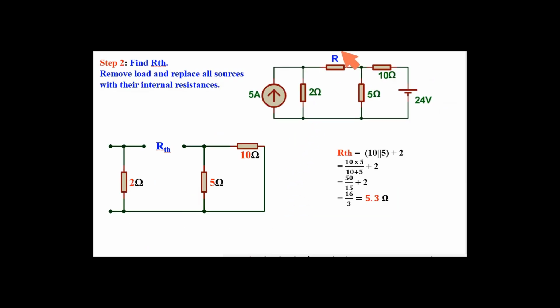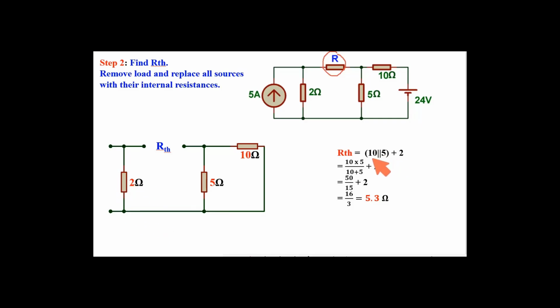Now to calculate RTH, remove this load. Load has been removed and sources are replaced by their internal resistances. So the current source is open and the voltage source is shorted. Ultimately this is the resistive combination to get RTH. Here it is very easy to understand that this 10 and 5 are in parallel. The equivalent of these two is in series with this 2 ohm.